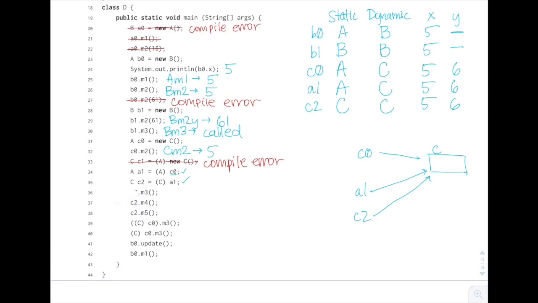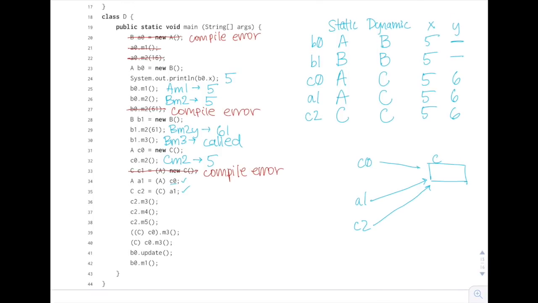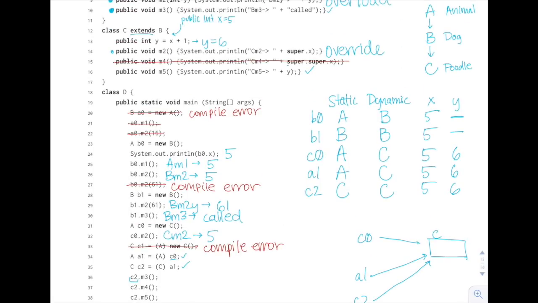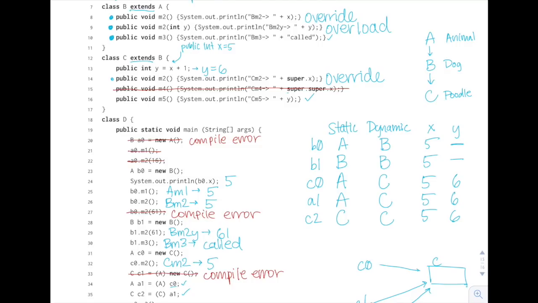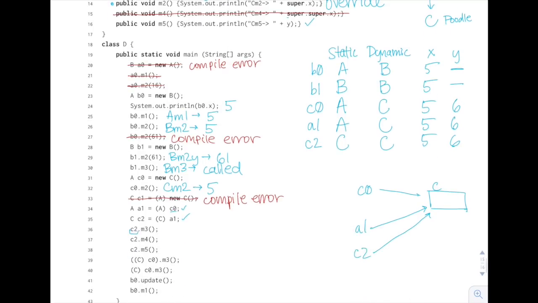And then during runtime, we repeat that process with the dynamic type of C2, which is also C. And so now we'll look for an M3 that takes in no arguments inside of the C class. Don't find it there. Once again, we inherit from B, so we call B's M3 method, which prints out B M3 called.